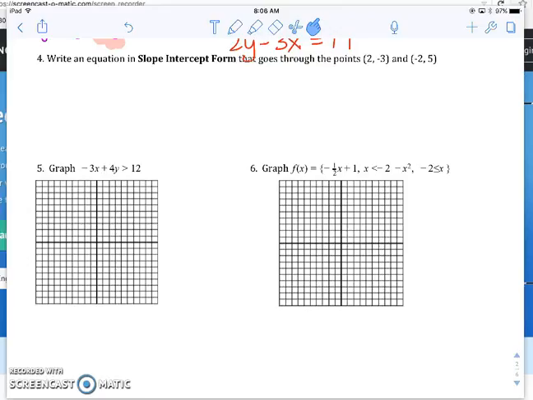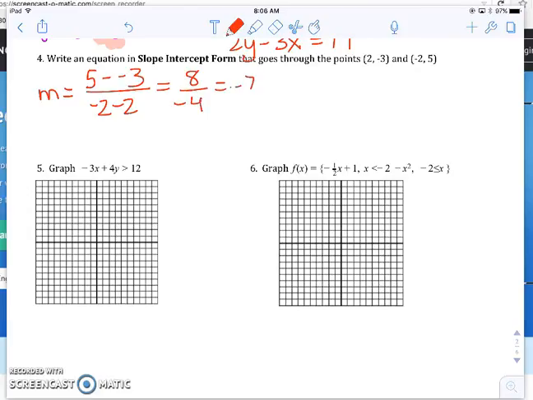So this next question asks us to write it in slope-intercept. So we have to find the slope first. So we have 5 minus negative 3 over negative 2 minus 2. So we have 8 over negative 4. So our slope is negative 2.